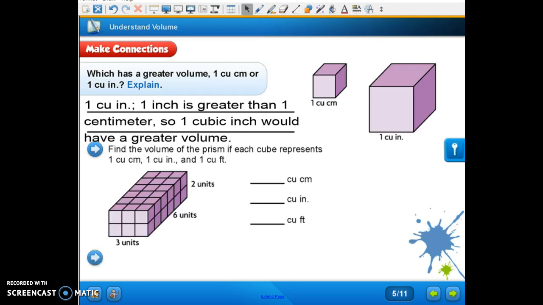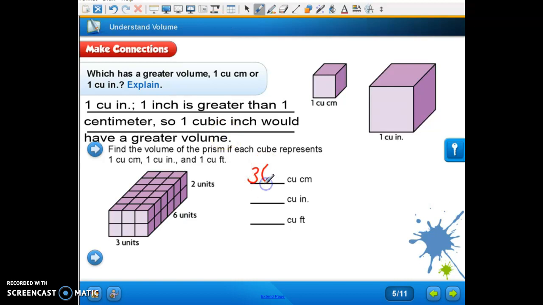Okay. Now we're looking at the bottom part there. It says find the volume of the prism if each cube represents 1 cubic centimeter, 1 cubic inch, or 1 cubic foot. First of all, what do we got to start with? The length, which is what on this? 6. And the width is? 3. So 3 times 6 is? 18. And how many layers of 18 do we have? 2. So 2 times 18 is? 36.